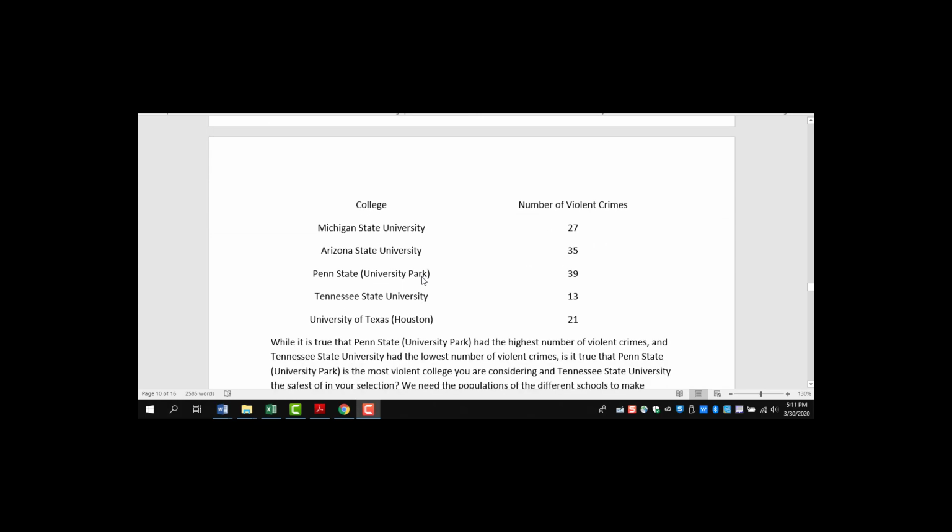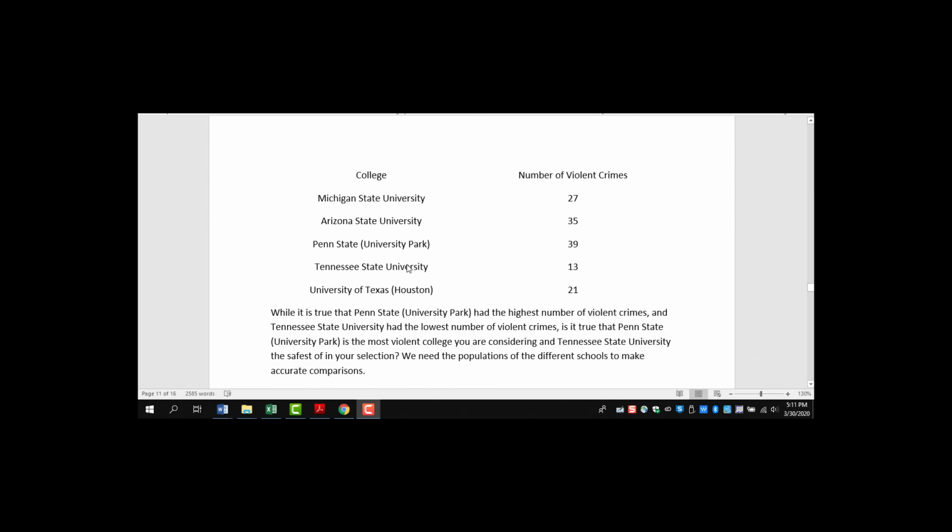So here is a list of the schools we're looking at, and here's the number of violent crimes. We're just looking at this list and we say, well, Penn State's the most violent, Tennessee State's the least violent, but you can't do that because the number of students in each school is different. These are the raw numbers. To make a comparison, to ask which is the least violent school in terms of violent crimes, we have to make a rate.